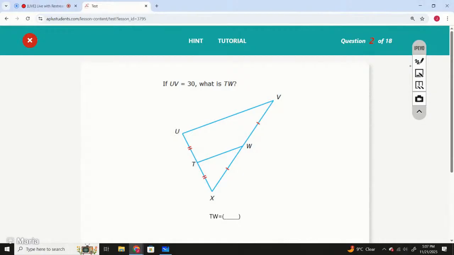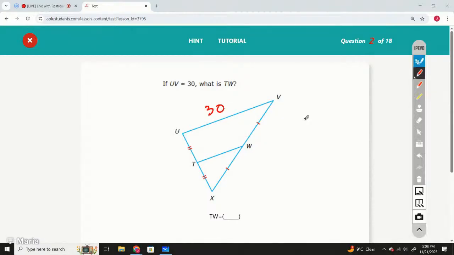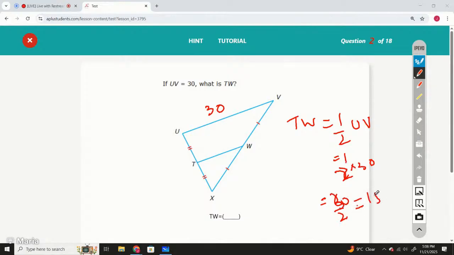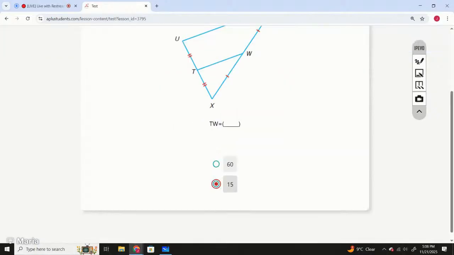If UV equals 30, what is TW? UV is given as 30. So TW is exactly half of the length UV. So that is half times 30, which is 15. So the length of TW is 15. The correct option is 15. Option number 2 is the correct option.